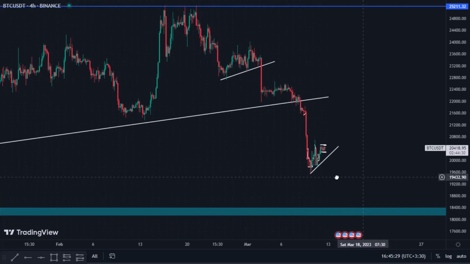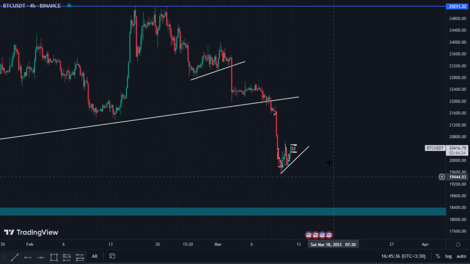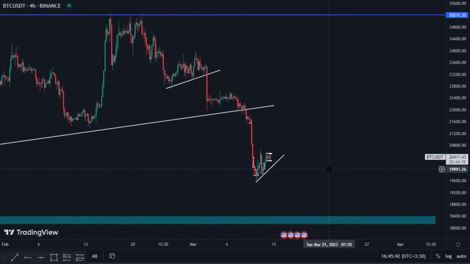$18,300 here. And if we see some nice candles on the 4 hour time frame or 1 hour or the daily time frames, we can look for buy positions on this level and make our profits and make our positions and such things. Yeah, this is all about today's analysis.